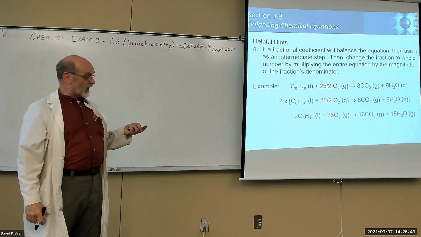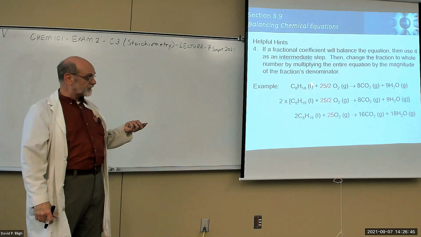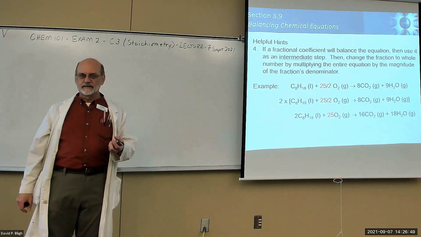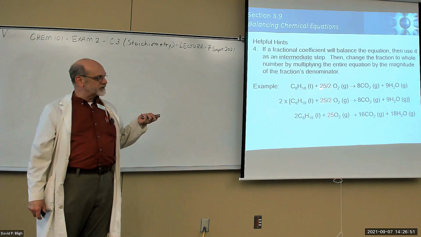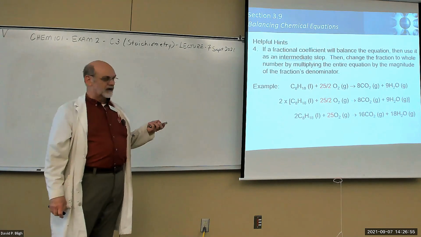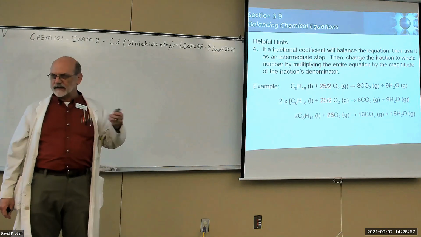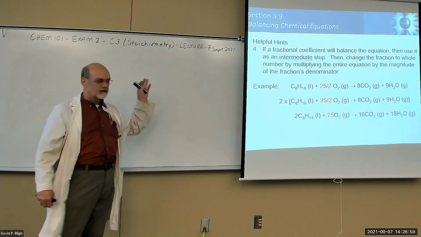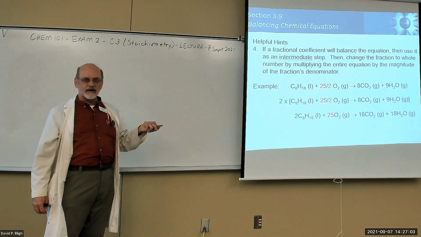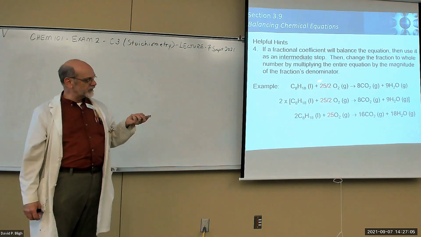So it just so happens that these hydrocarbons, anything above methane, you'll always end up with a fraction problem. Methane, ethane, propane, butane, pentane, hexane, all the way up when you combust them with oxygen. They always make carbon dioxide and water, and they always create this fraction problem.